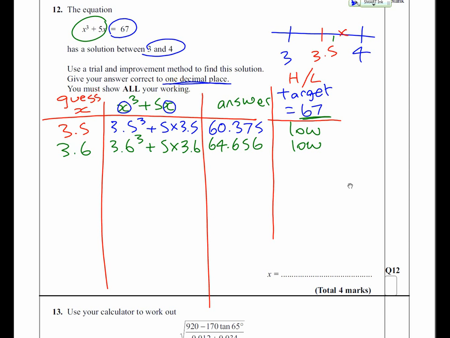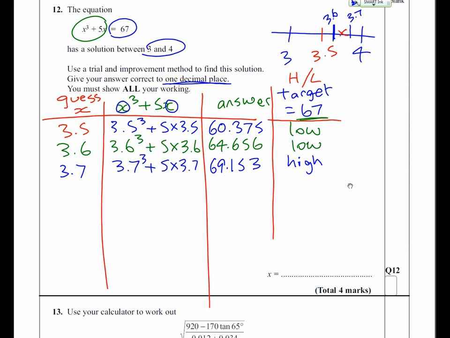So let's make our guess now 3.7. So everywhere you've got x, you're putting 3.7 instead. 3.7 cubed plus 5 times 3.7. Go back, change all your 3.6s to 3.7s. And you get an answer of 69.153. That is too high now, because our target is 67. So we know that our real answer is somewhere between 3.6 and 3.7, but we don't know where.